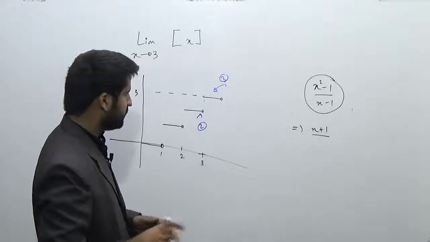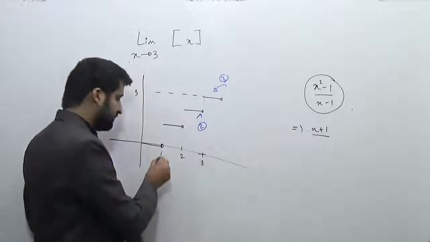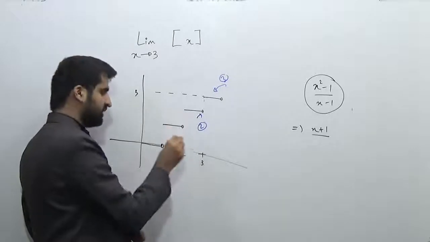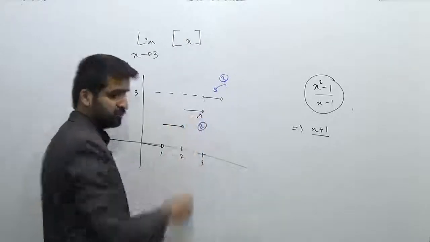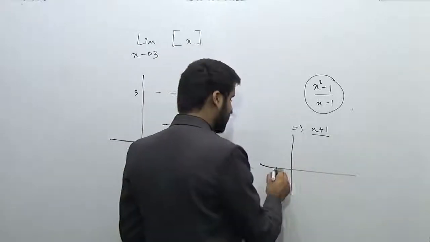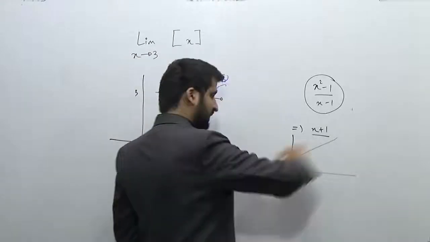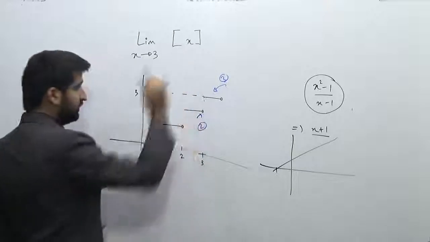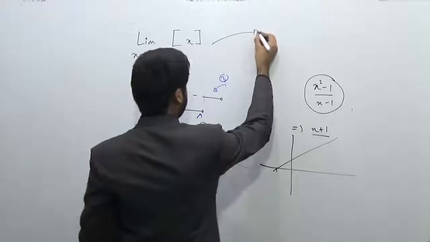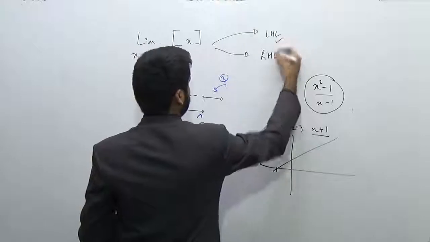And what is the meaning of the definition of the function changing? For all the numbers from 1 to 2, the graph of the function will be this one. For all the numbers from 2 to 3, the graph will be this one. While in the case of x plus 1, the graph was continuously this one. But in the case of box of x, the graph changes. So in this case, I have to see both the limits, the LHL as well as the RHL.